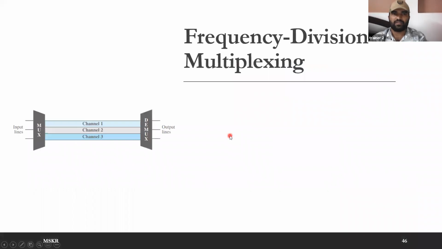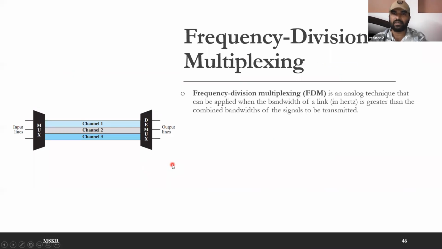In frequency division multiplexing, the medium is divided into channels where the channels are parallel. If you have three users on both sides, the three users communicate simultaneously through the medium by dividing it into channels. I gave you one good example, that is FM radios.